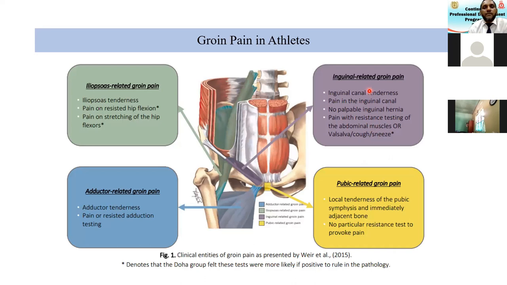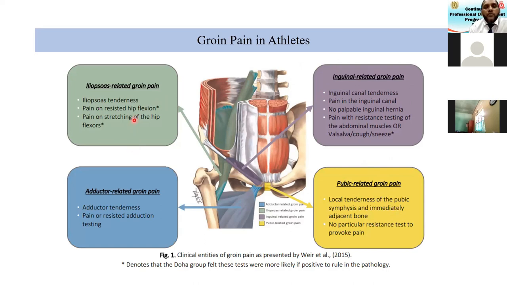Moving on to groin pain, this is the Doha classification of groin pain, which has mainly four subcategories related to groin pain in athletes. It is iliopsoas related pain, adductor related groin pain, inguinal related groin pain, and pubic related groin pain.